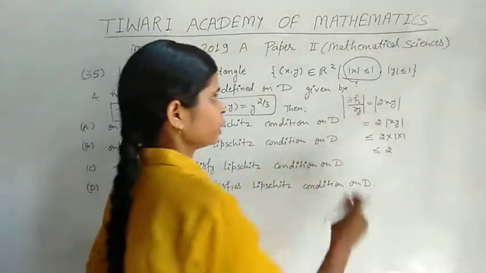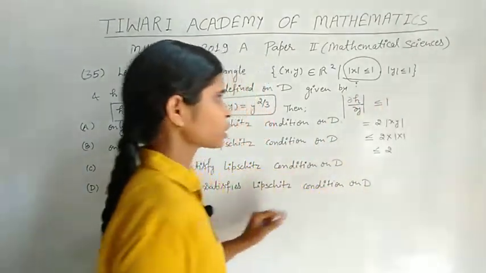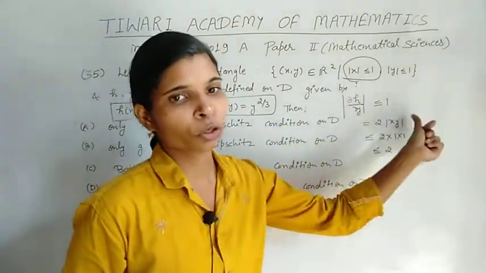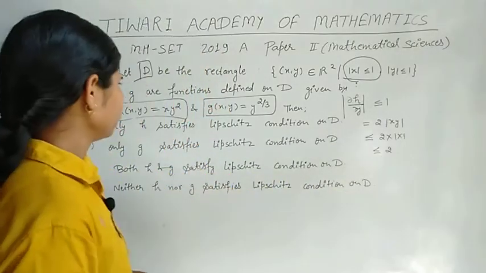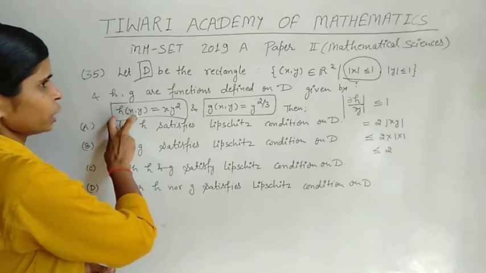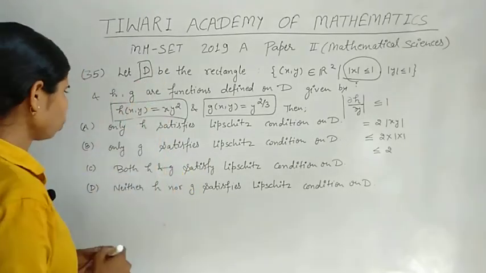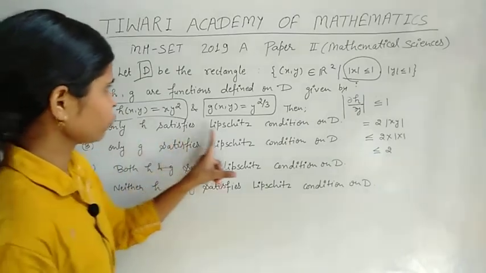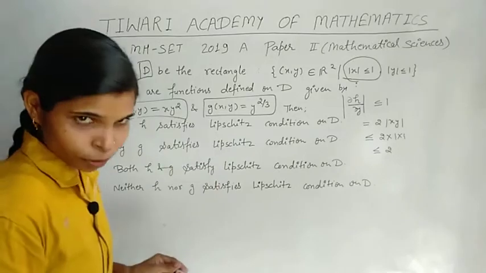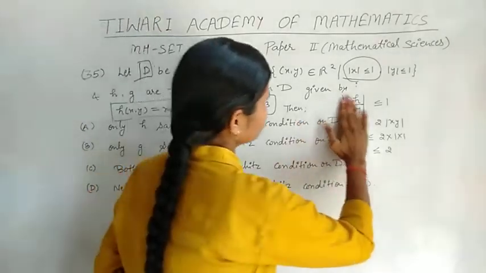|∂h/∂y| is less than or equal to 1. That means ∂h/∂y values lie between -1 to 1. So it satisfies the Lipschitz condition, meaning function h satisfies the Lipschitz condition on the rectangle D. So we check only whether h satisfies the Lipschitz condition on D. Here the g function is also given, so we check the Lipschitz condition for the function z.